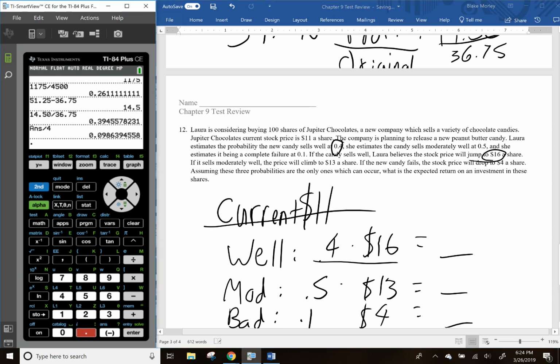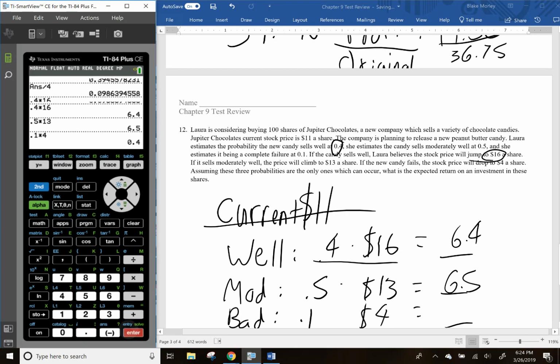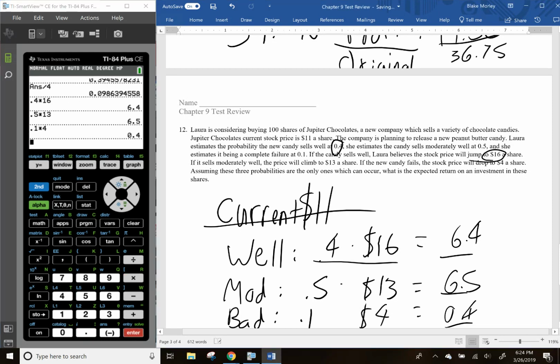So 0.4 times 16 is 6.4. 0.5 times 13 is 6.5. And 0.1 times 4 is 0.4. So add up all three of these: 0.4 plus 6.5 plus 6.4 is 13.3. So the expected value is 13.3. Now we're not done.